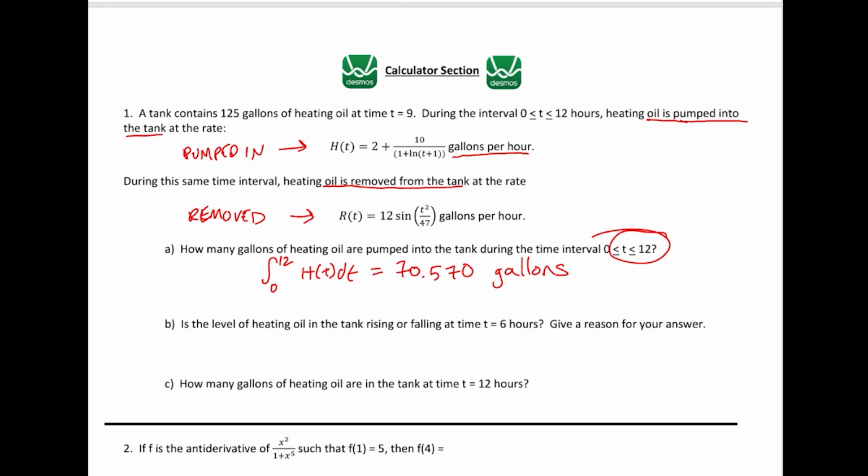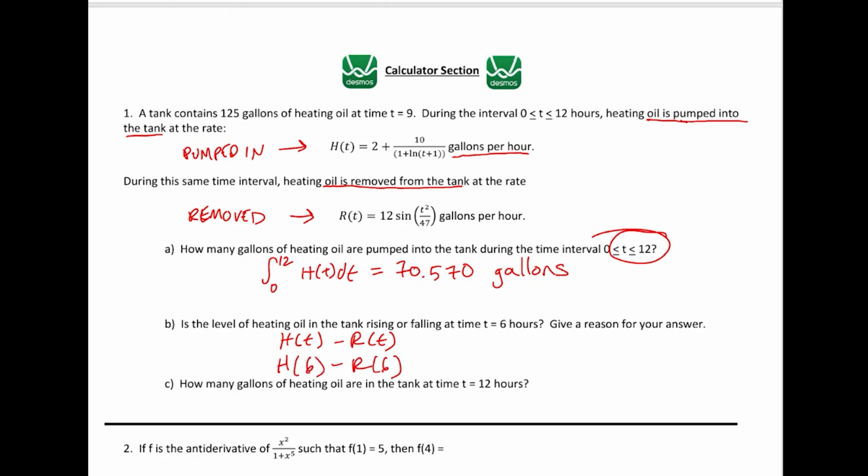So the overall rate is going to be the amount being pumped in, that's our h of t, minus r of t. Okay, so it's a rate being the oil getting pumped in, and we're going to subtract all the oil coming out. So to find this rate, we're just going to substitute in 6. So we'll have h of 6 minus r of 6.